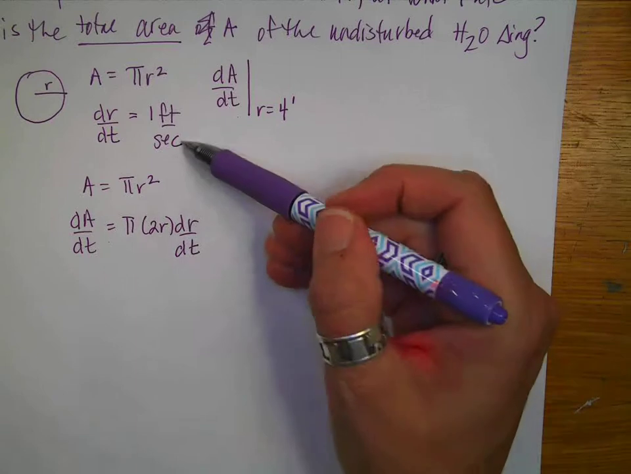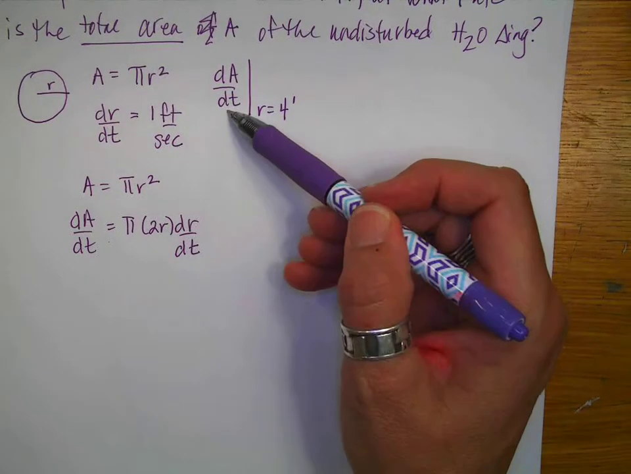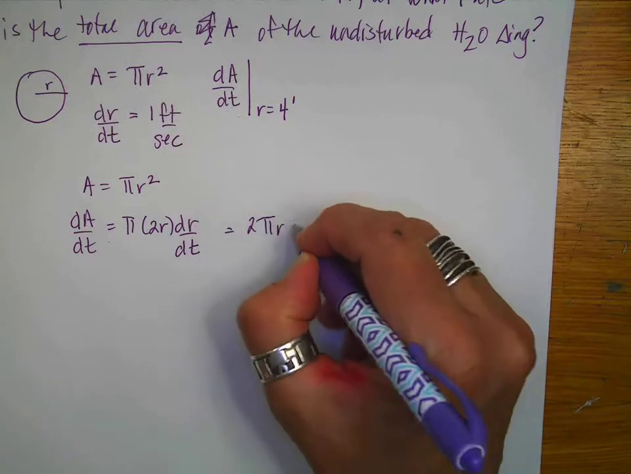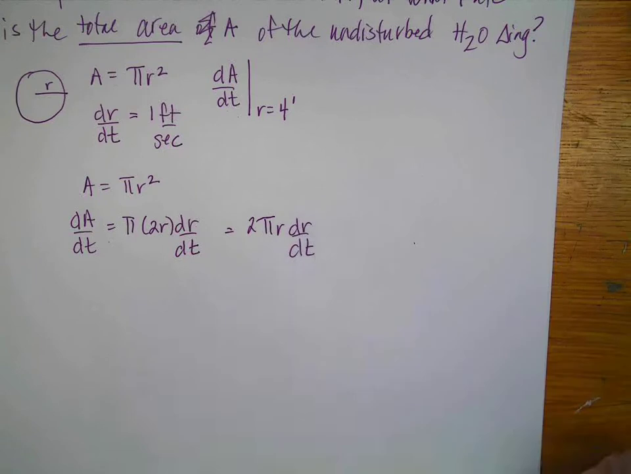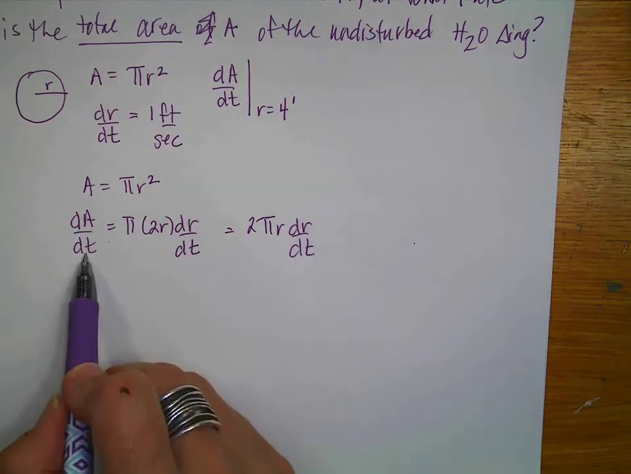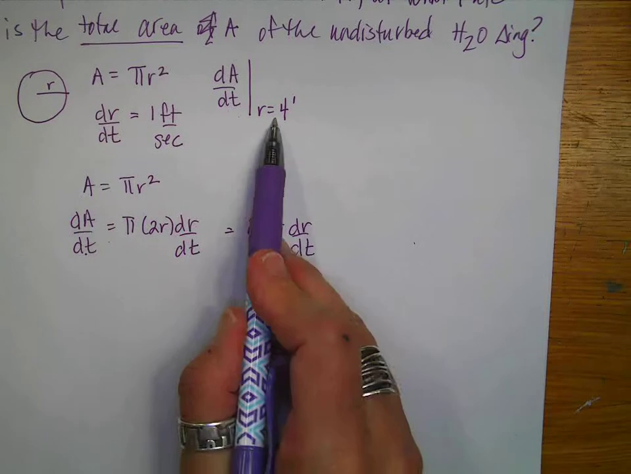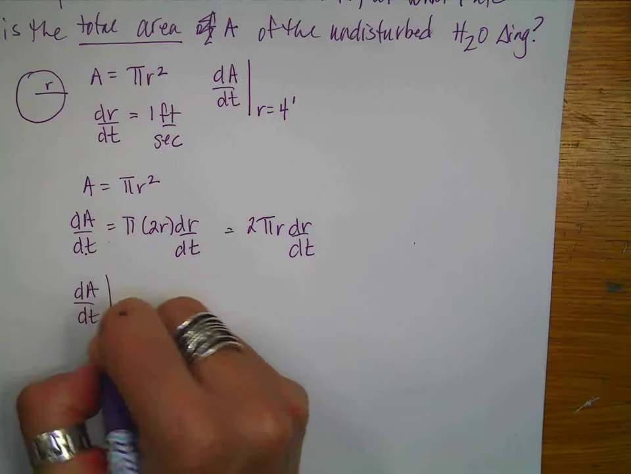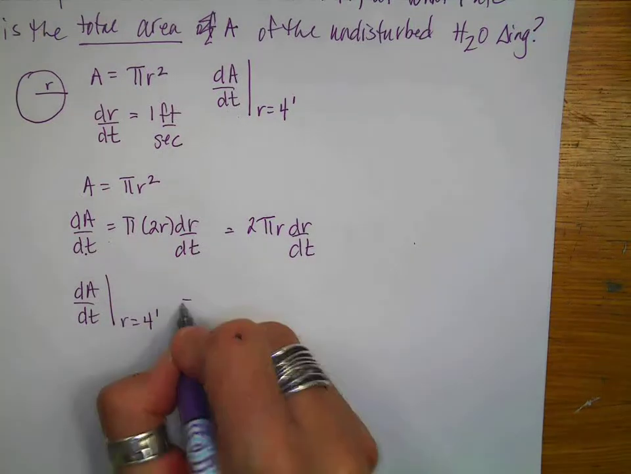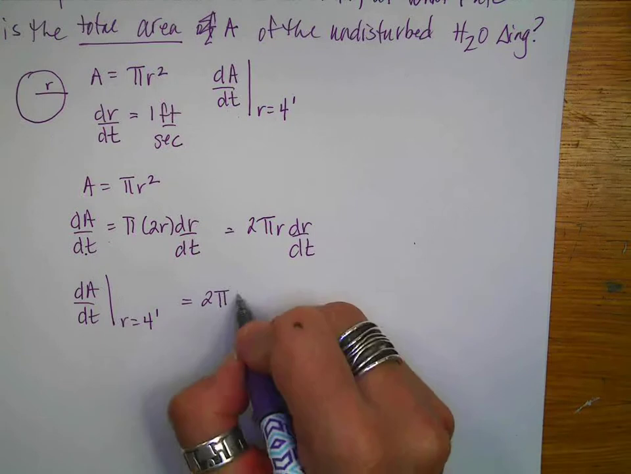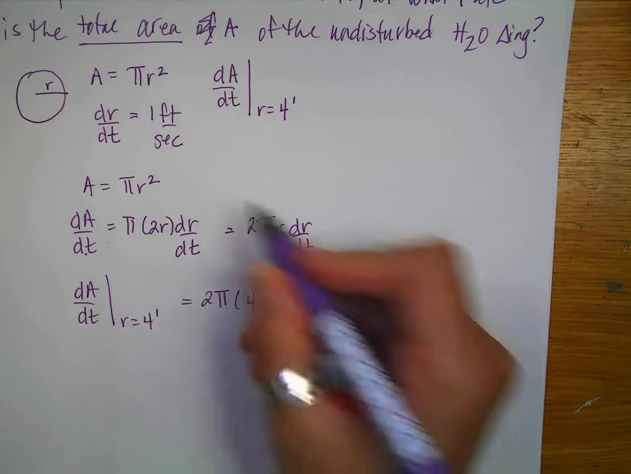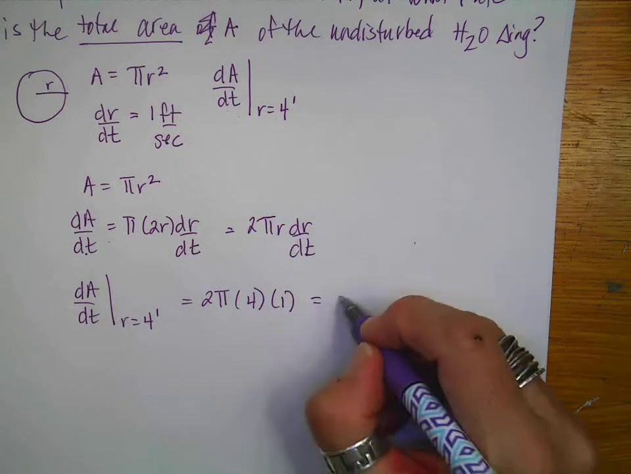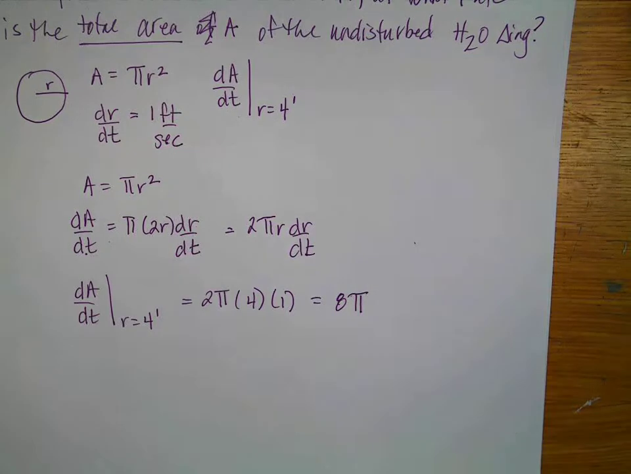And then I either am going to have values to substitute in or things that I can solve for. So I'm going to rewrite this equation as 2 pi r dr dt. We're looking for dA dt, and we know dr, and we know the radius. So now I'm going to write that dA dt, and I'm going to find when r is equal to 4 feet. Here's the 2 pi, the radius is 4, and dr dt is 1. We'll talk about the units in just a second. So this is going to be 8 pi.